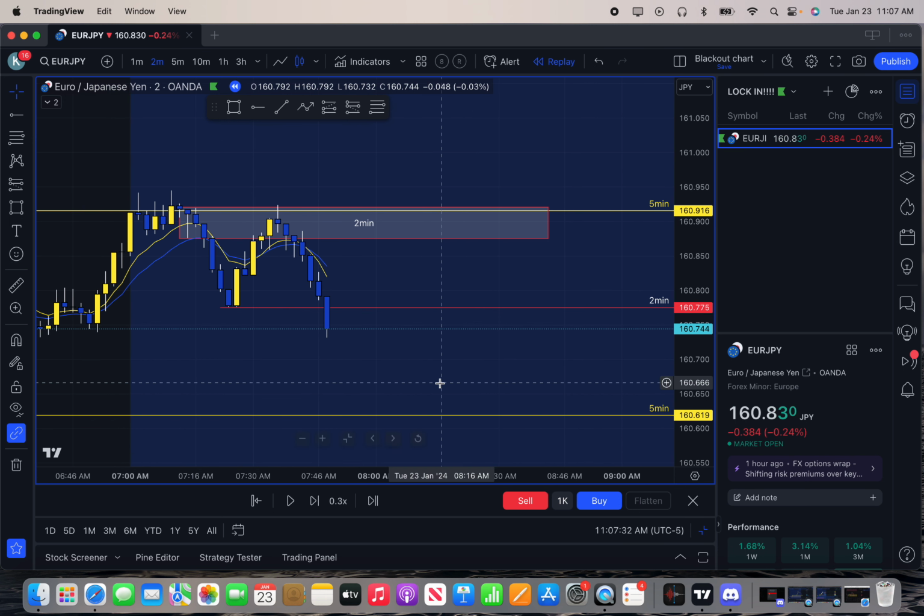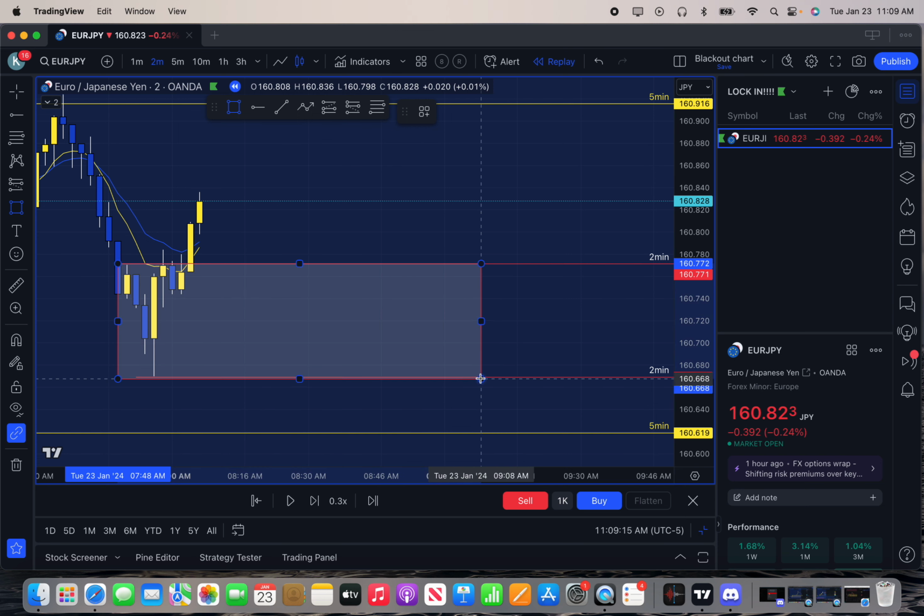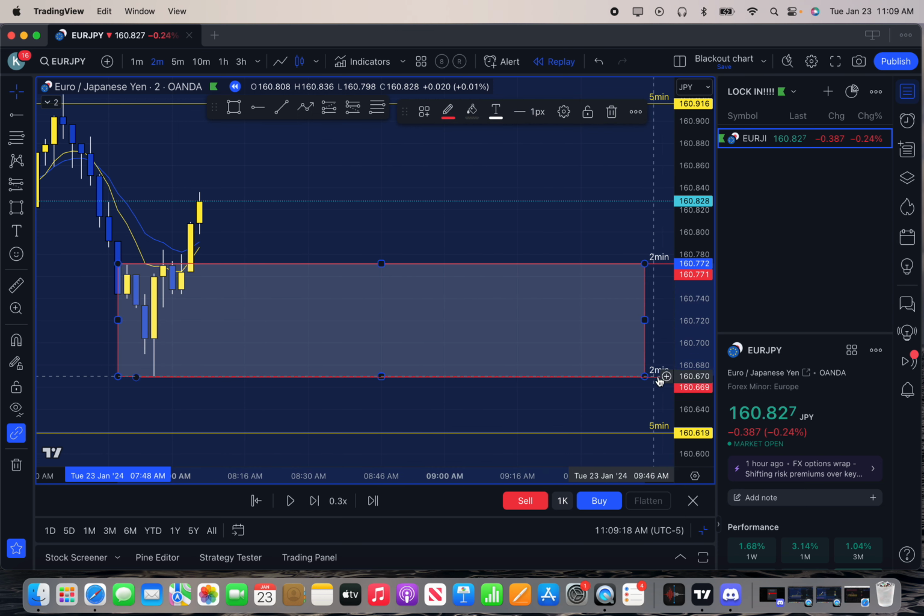So let's see what happens. No break. No break. So we get one break. Boom. So we get a 2 candle push. So what we want to do is draw our zone on. So we understand this is high probability for the 2 minute.